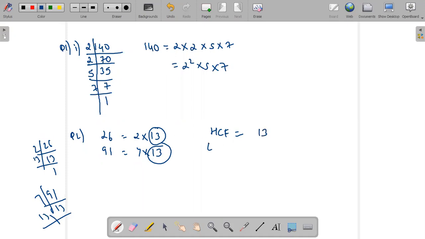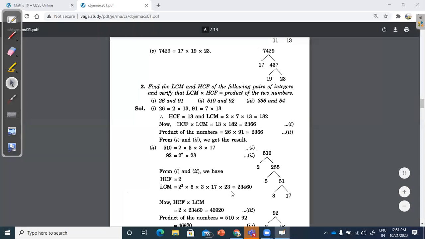So HCF is 13. And what is LCM? LCM is the product of all the numbers without repetition. No number should repeat. So it is the product of all numbers 2, 13, 7. I will not repeat 13, so I will not write 13 again. So LCM is the product of all numbers without repetition: 2 into 13 into 7. So that's going to be 26 multiplied by 7, which is 182. You will multiply this and you are going to get the HCF as 13 as discussed and LCM as 182.